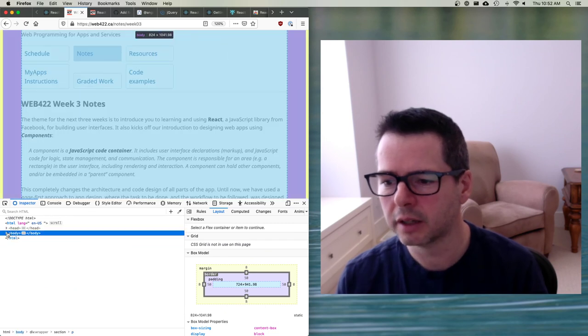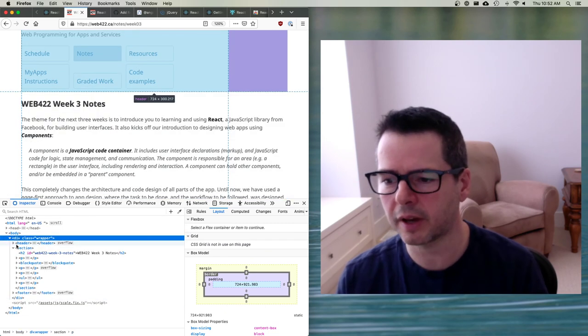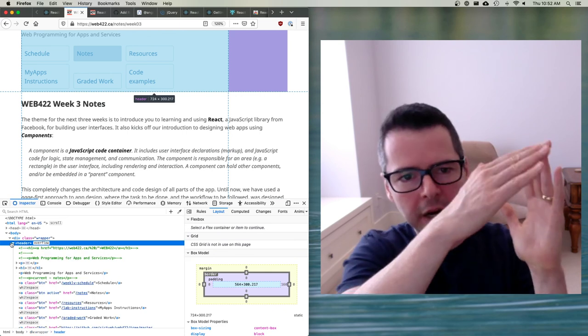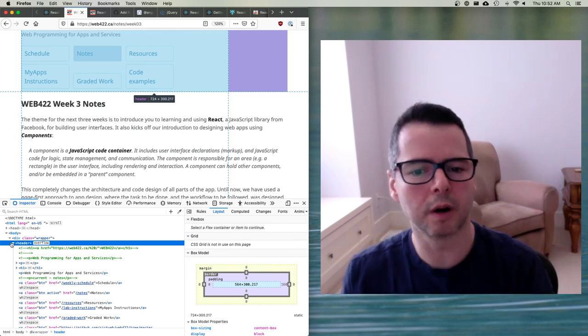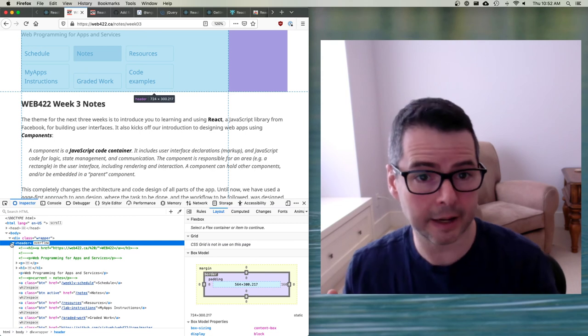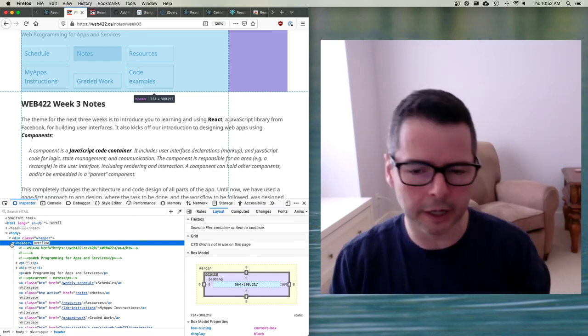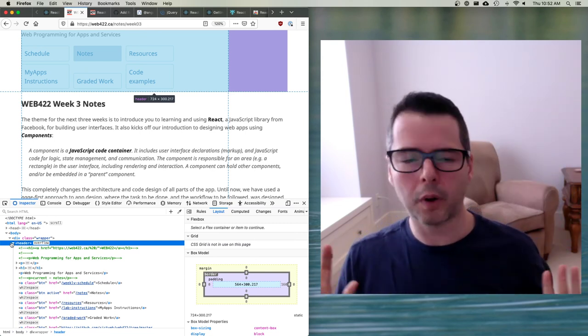I have a body. The body has a div. The div has a header, et cetera. That parent-child relationship, we're going to do our modeling for our data that way as well. Okay, so I'll pause there.